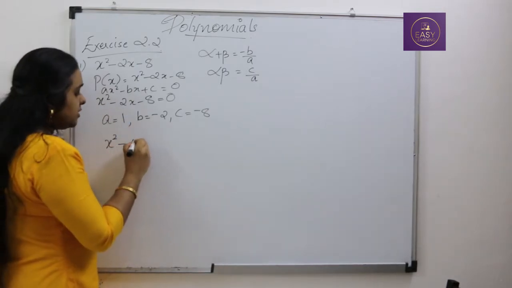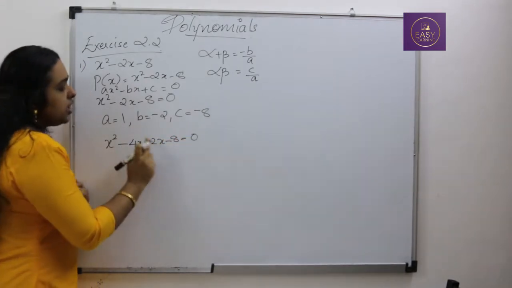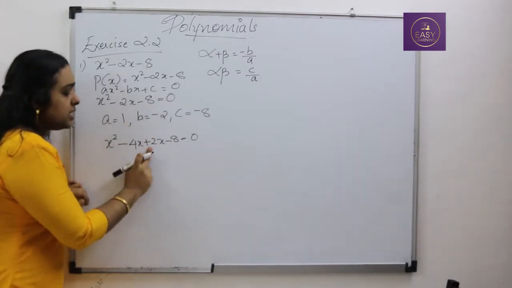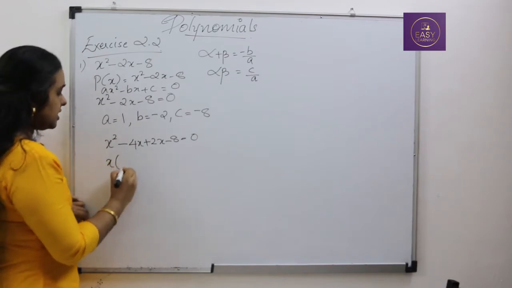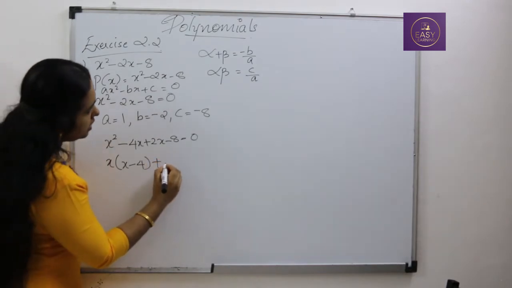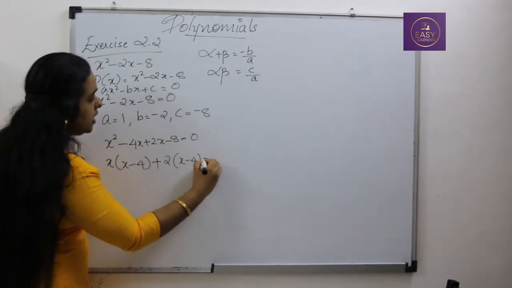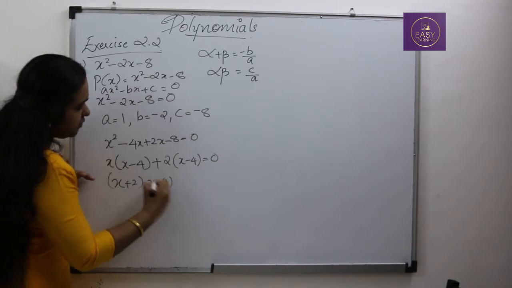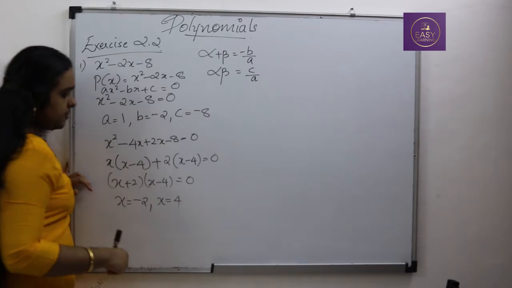That means x square minus 4x plus 2x minus 8 equals 0. Minus 4 into 2 is minus 8, right? Minus 4 plus 2 is minus 2, right? Then we will take x as a common factor, that means x minus 4 plus here we will take 2, x minus 4 equals 0. That is x plus 2 into x minus 4 equals 0, x equals minus 2, x equals 4.